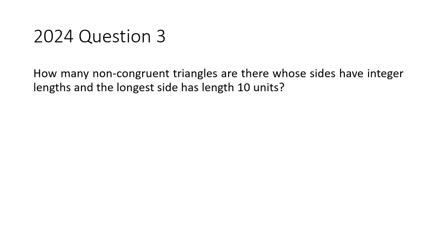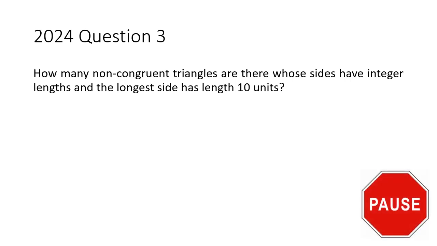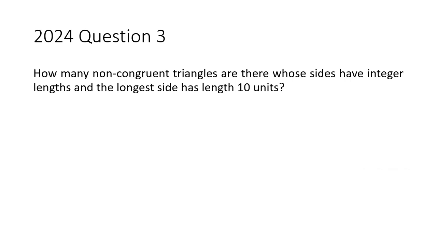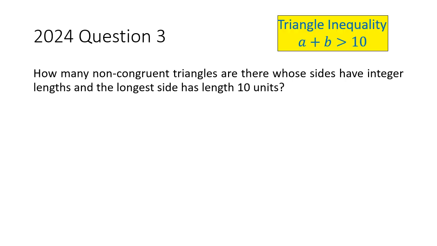Question 3. How many non-congruent triangles are there whose sides have integer length and the longest side has length 10 units? Pause the video here and give this question a good try. First, we need to recall the triangle inequality, that the sum of 2 sides has to be greater than the third. In this case, I'm going to let 2 sides be a and b, and the third side be the longest side, which is 10.